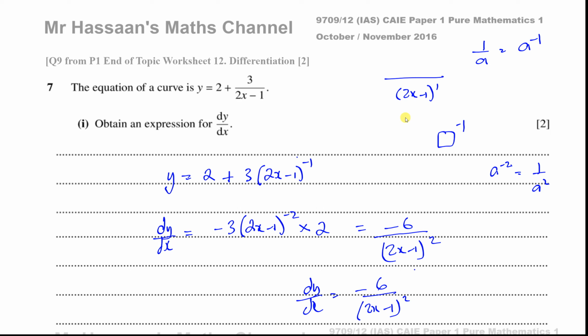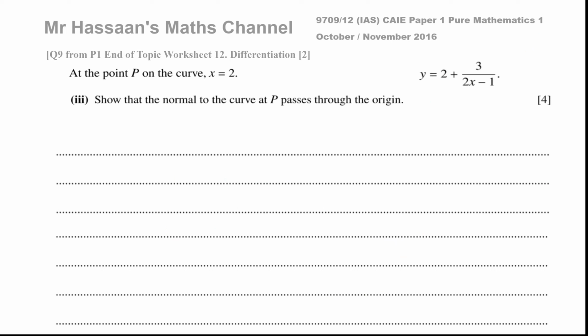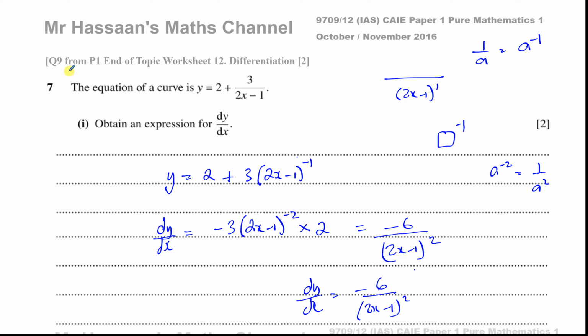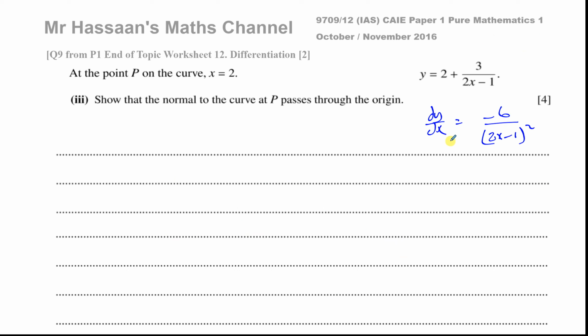All right, so there's the answer to part 2. Now for part 3. It says, at the point P on the curve x equals 2, show that the normal to the curve at P passes through the origin. So we need to now have our expression for dy/dx, which is -6 over (2x - 1) squared. Let me just make sure of that. Yeah. Okay, so we have our gradient, and they told us at the point P on the curve x equals 2, show that the normal to the curve at P passes through the origin.